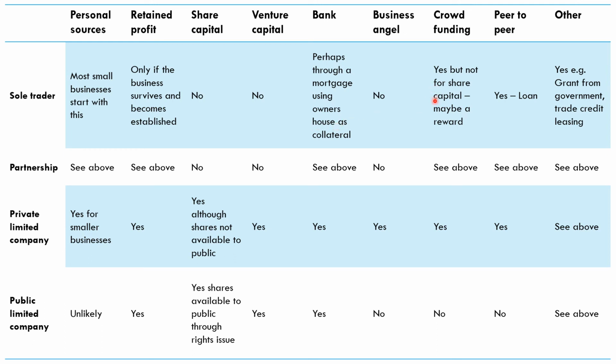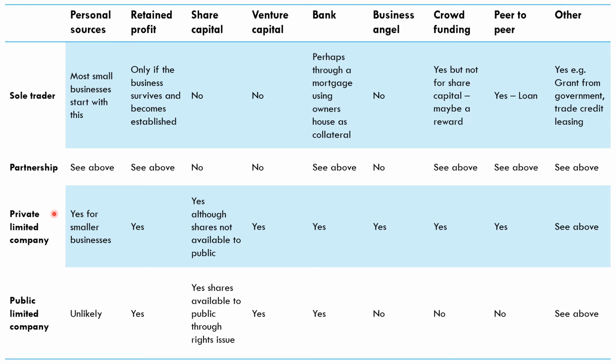Crowdfunding could be possible, but it won't be for an equity stake in the business, it won't be for selling share capital, maybe just a reward. Peer-to-peer is an option, maybe a loan, and other businesses are options, maybe a grant from the government, trade credit, or leasing. A partnership, the same applies as a sole trader, as these are both unlimited liability businesses.